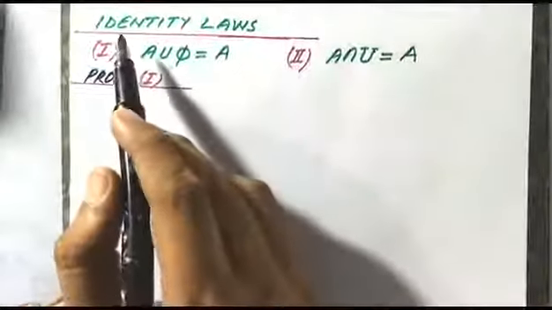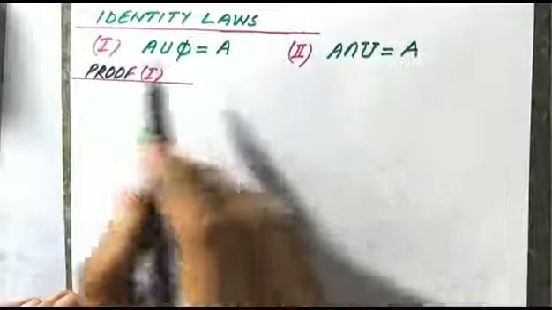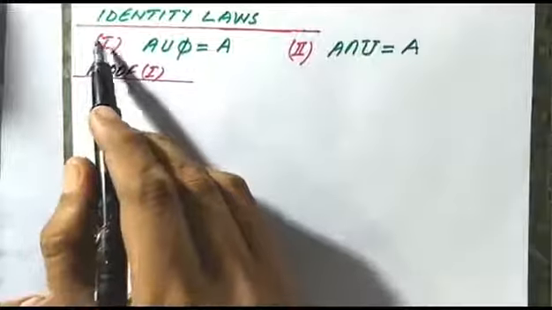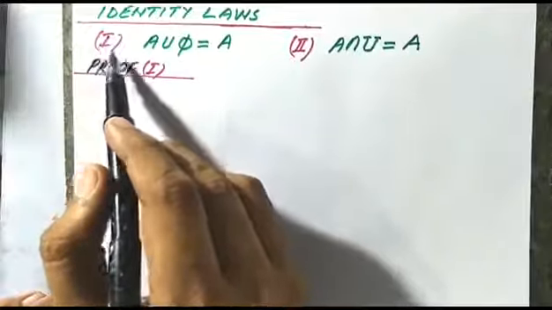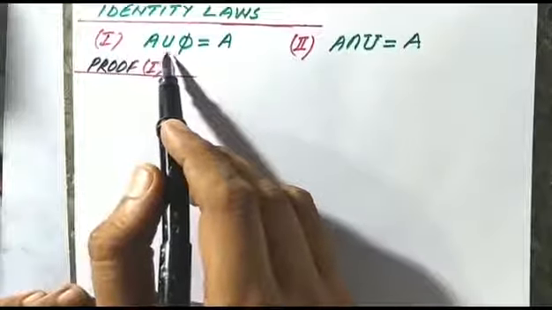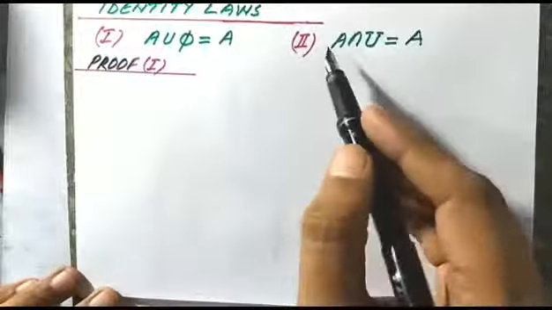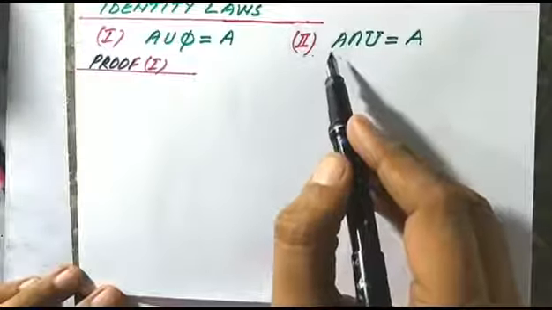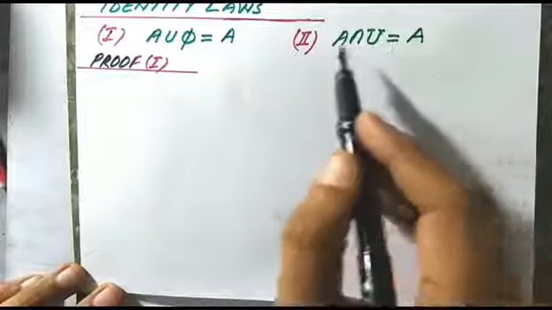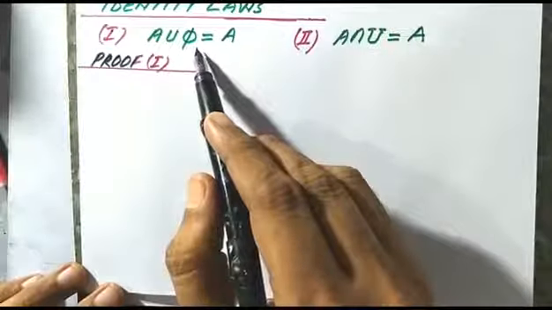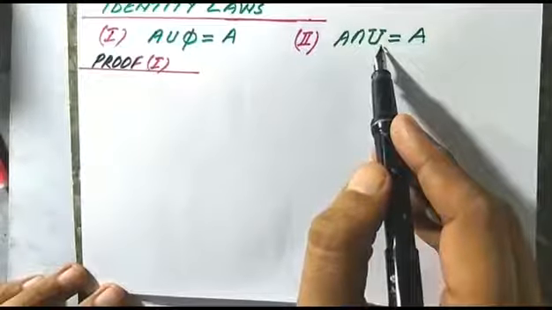Now the second laws are identity laws. Identity laws are also two laws. The first identity law is A union phi is equal to A, and the second identity law is A intersection U is equal to A, where phi is a null set and capital U is a universal set.